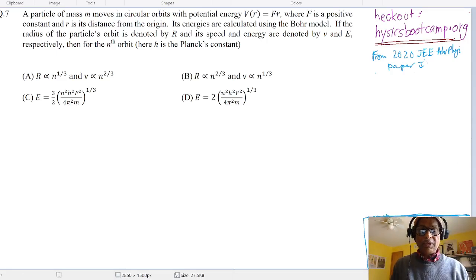So today's problem comes from the 2020 JEE Advanced Physics Paper 1. We are doing all the other problems this week. Alright, there's a little bit of misspelling here.